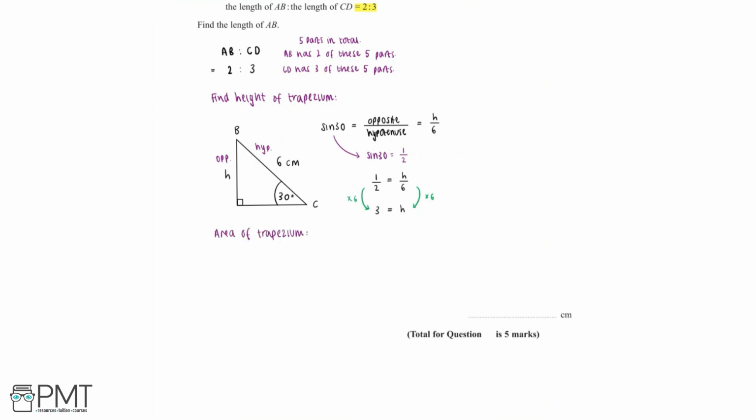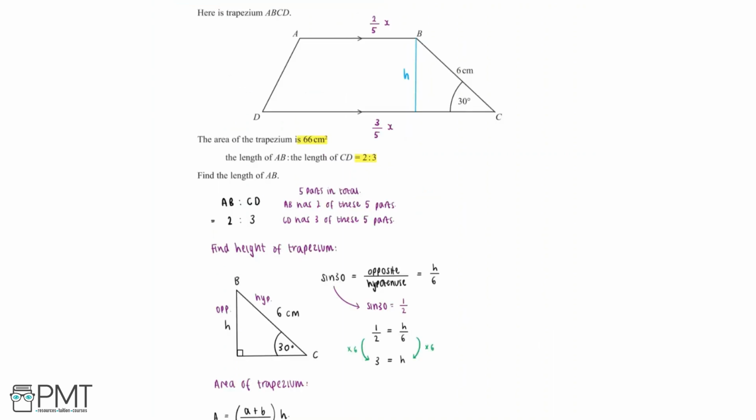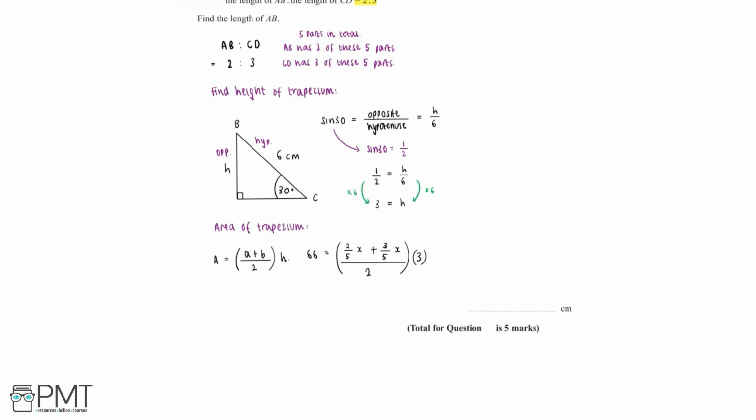We know that the area of the trapezium is equal to A plus B over 2, all multiplied by the height. And A plus B are the 2 horizontal sides of the trapezium. And so looking at the formula for the area of the trapezium, we'll let A equal 2 out of 5x and B equal 3 out of 5x. And so we can say that the area, which is equal to 66, is equal to 2 out of 5x plus 3 out of 5x, all divided by 2, and then all multiplied by the height of 3. And so we can use this in order to find the length AB.